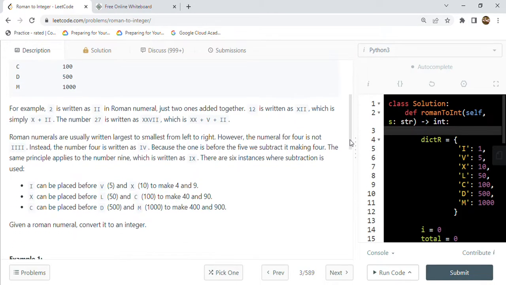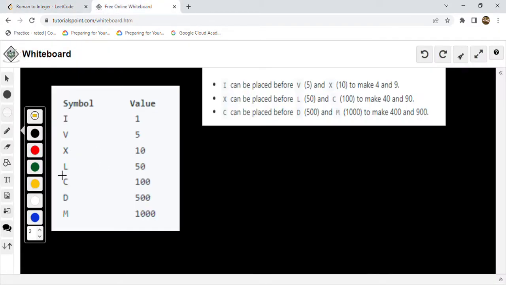The next thing they have written is Roman numbers are usually written largest to smallest. That's the only thing I have said. However, the numeral for 4 is not IIII. Okay, 4 is not written as IIII, but it is represented as I and then V. Okay, this is how 4 is written. 4 is written as I and V, not this. Okay, this is wrong, but this is right.